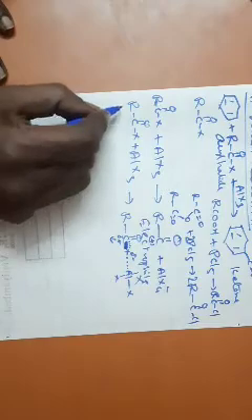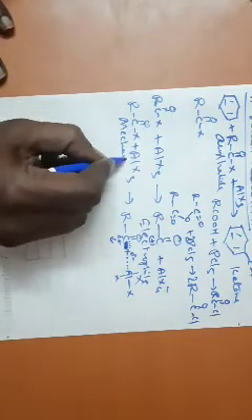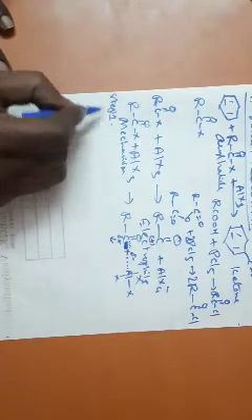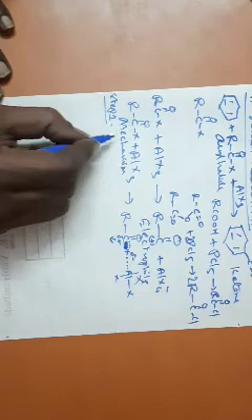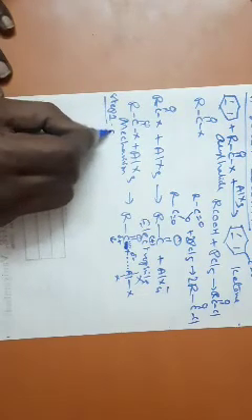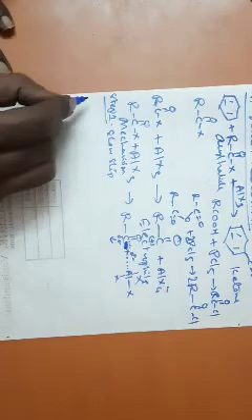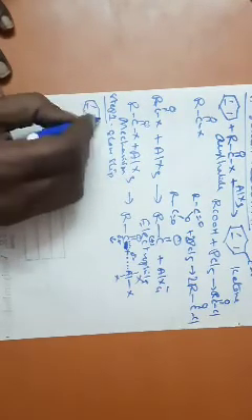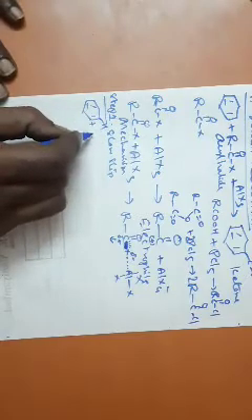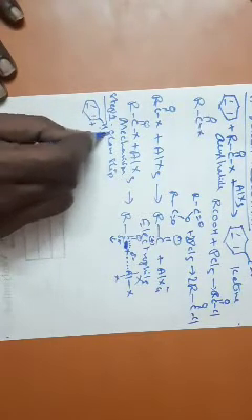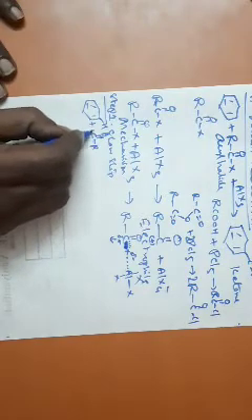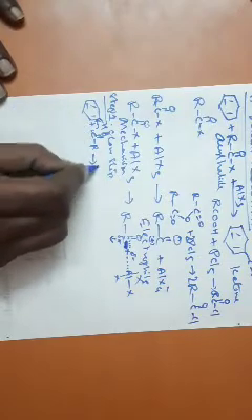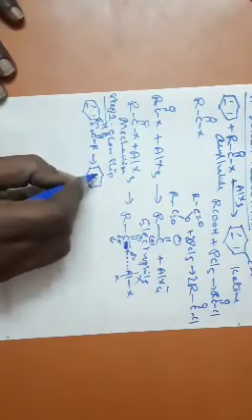How does the mechanism take place? As usual, the mechanism takes place in two steps. Step 1, it is a slow step. So benzene, having a hydrogen like this, and the acyl cation, COR. If this attacks this carbon, then you get an intermediate like this.